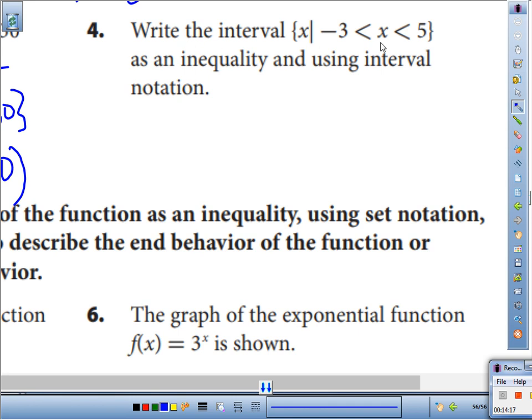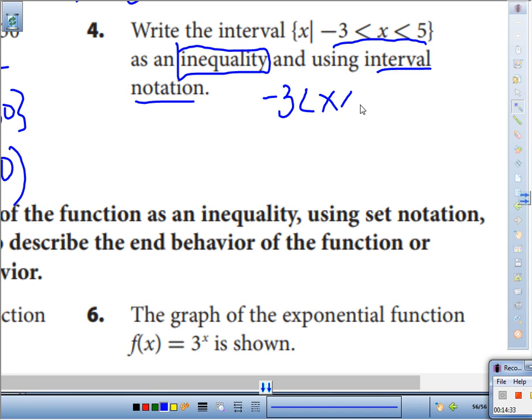Write that as an inequality and then as interval notation. So inequality, this is probably the easiest one, right? Why? Because the inequality is right here. Negative 3 less than x less than 5. Next, interval notation. What are my dividing points? Negative 3, comma, 5. Is negative 3 included? No. Is the 5 included? No. And we're done. Hands up if you got all 4 of them by yourself.